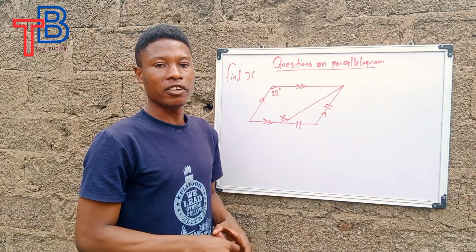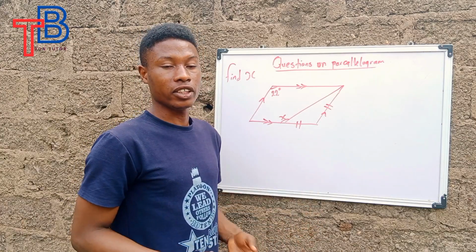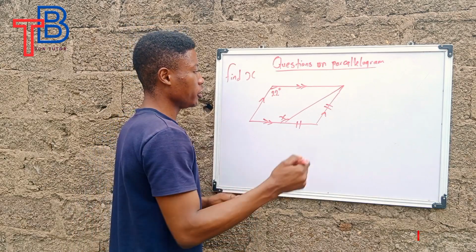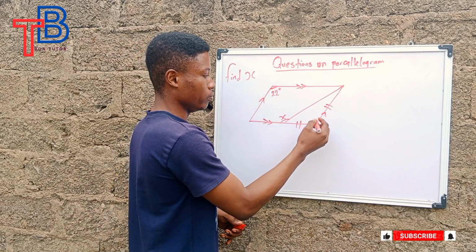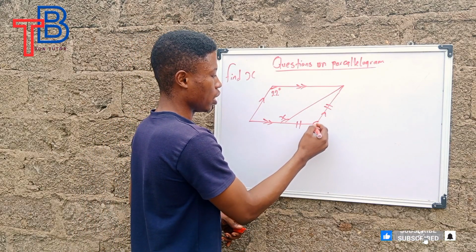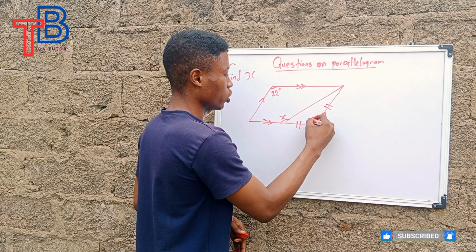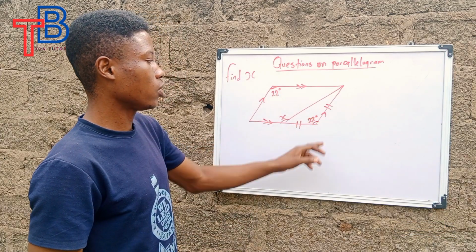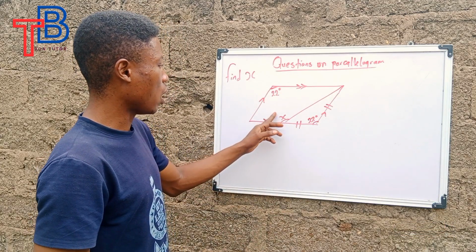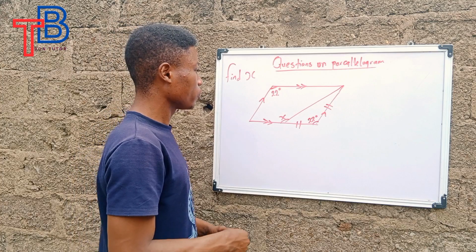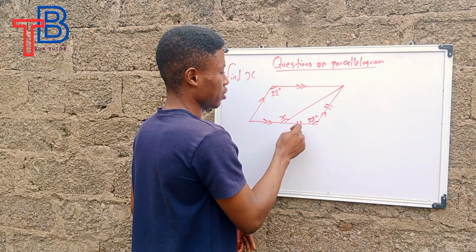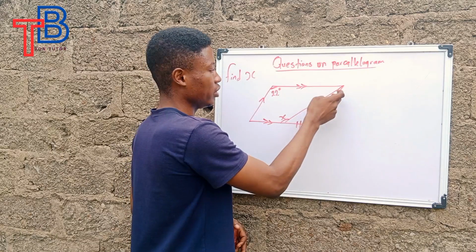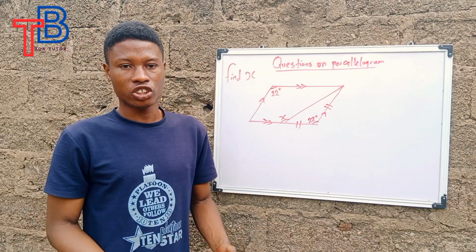And in the parallelogram, we said the opposite angles of a parallelogram are equal, which means the angle you have here is equal to the angle you have here. Here also will be 22 degrees. The angle you have here will be equal to the angle you have here. We are looking for our x. So this side here is equal to this side here, which makes this an isosceles triangle.